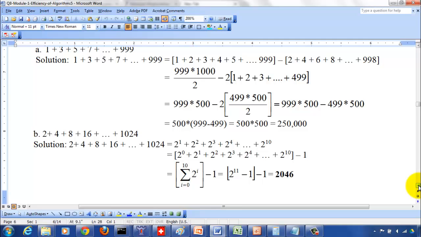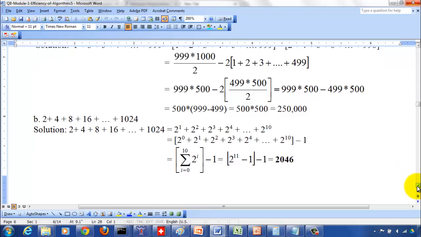Then 2 plus 4 plus 8 up to 1024, we can say it is 2 to the 1 plus 2 squared plus 2 cubed up to 2 to the 10. But if you want to apply the formula, we have to have 2 to the 0 in it. So you can add 2 to the 0 and subtract it later. So you have 2 to the 0 plus 2 to the 1 plus 2 squared up to 2 to the 10, minus 1. The formula gives 2 to the 10 plus 1, minus 1, divided by 2 minus 1. The denominator is 1, so it's 2 to the 11 minus 1. We already have another minus 1 over there, so it's 2 to the 11 minus 1 minus 1, so 2048 minus 2, which is 2046.